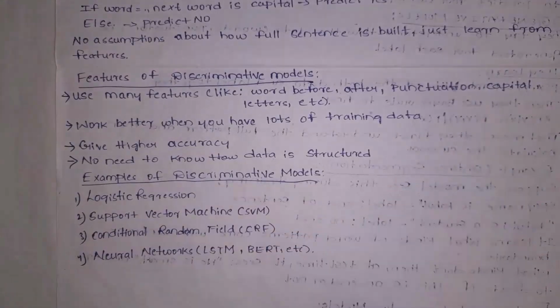This model will work well whenever you give lot of training data to this model. So whenever you give lot of data, this model will automatically learn various kinds of patterns, that is various kinds of features. So you'll get correct output. So you'll get accurate result whenever you give any input. As we are training model by giving various kinds of examples, this model doesn't need to know how data is structured. Logistic regression, support vector machine, conditional random field, neural networks. All these are examples of discriminative models.